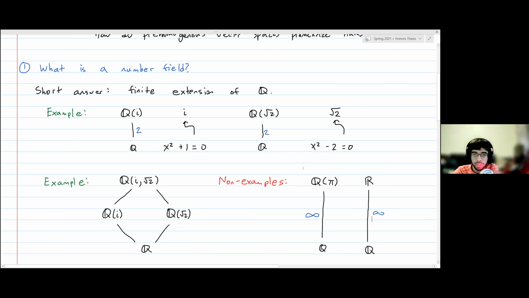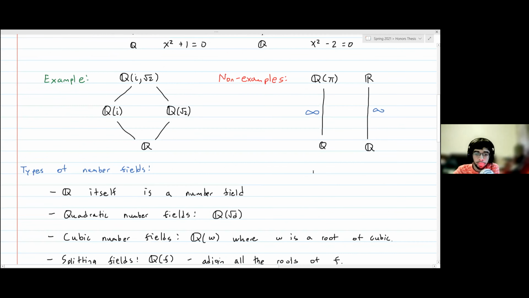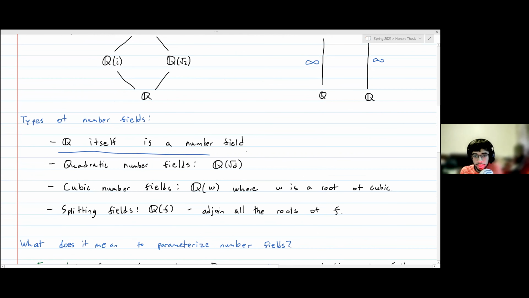All right, so that's what a number field is. And here are some types of number fields. Q itself is a number field. Q itself is a finite extension of itself, so it's a trivial number field, but it's also the one we really want to understand. Then quadratic number fields are Q adjoin square root of D. So these are all quadratic number fields. The element square root of D here is the root of the polynomial x squared minus D equals 0. And then cubic number fields are Q adjoin omega, where omega is a root of a cubic polynomial.